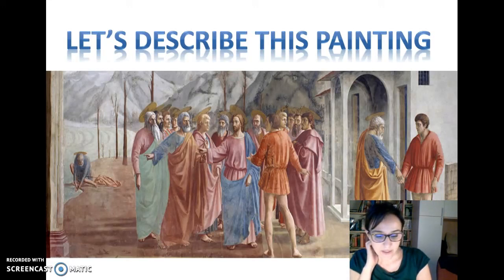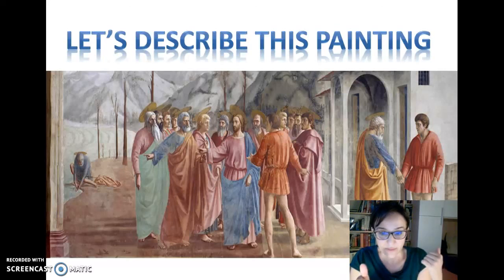So when you want to describe a painting, you have to talk about objects, their positions, the setting, colors, actions, materials, moods or feelings, and you have to give your personal interpretation.